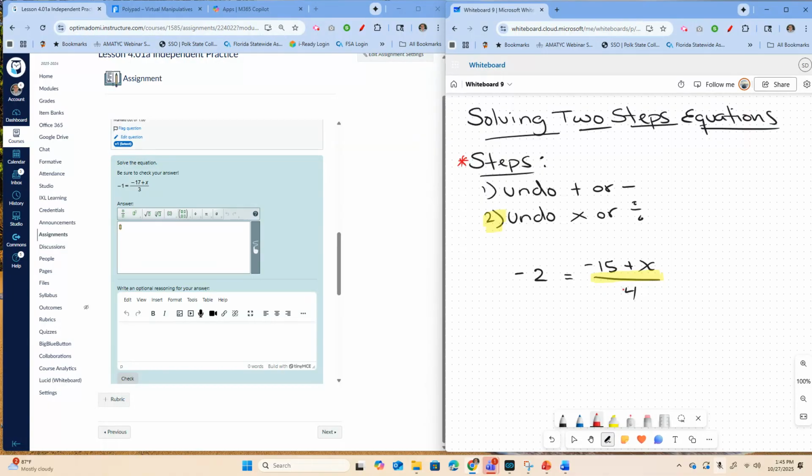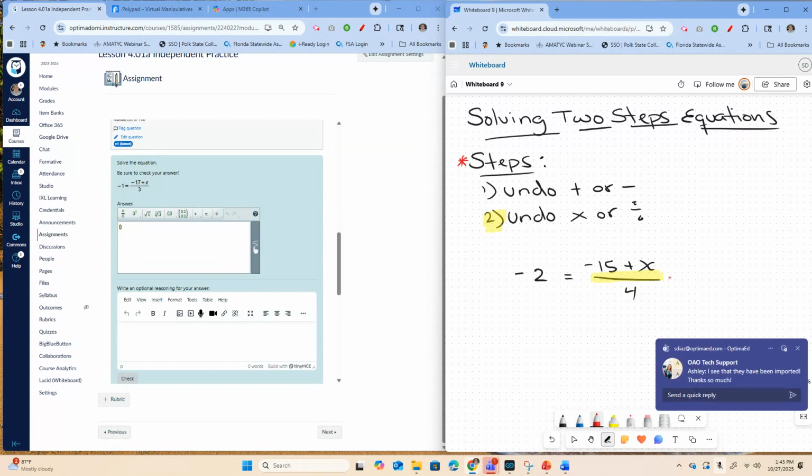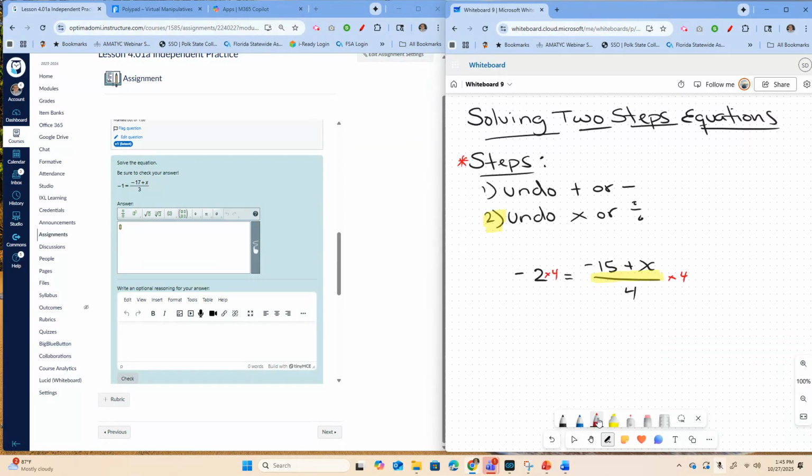This long bar means division, and we are dividing by 4. What's the opposite of dividing by 4? You're going to multiply by 4. And whatever you do on one side, you do on the other side. Remember that the equal sign splits the problem into two sides. Now, what happened with the 4s over here? The whole idea of multiplying by 4 is to cross out the 4s. See? So I no longer have the bar. Now I only have negative 15 plus x. Negative 2 times 4 is negative 8.